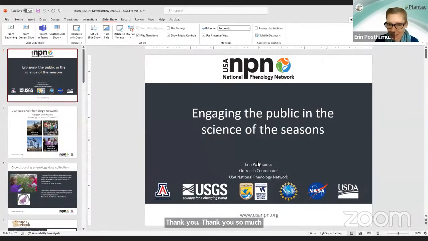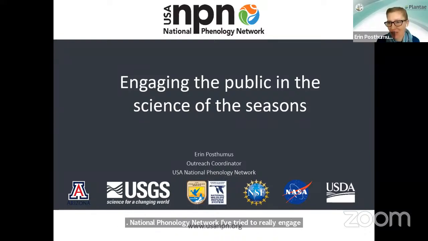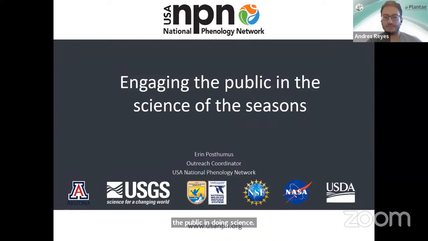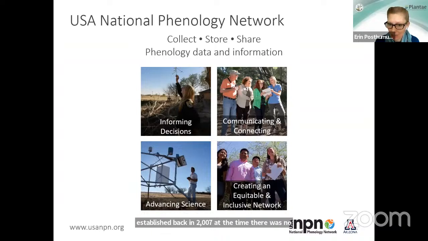So today I want to share a number of ways that we at the USA National Phenology Network have tried to really engage the public in doing science to try to improve people's opinion about science. So we were established back in 2007. At the time, there was no really standardized way for people to collect information about seasonal cycles, also called phenology, in the country. So we had a few different goals for our network.